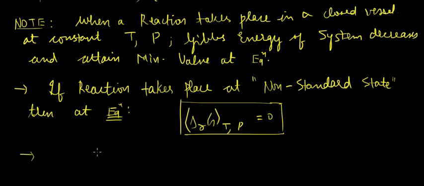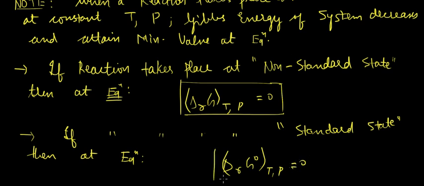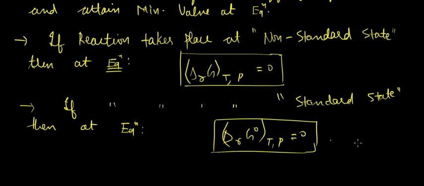Okay, and if the reaction takes place at standard states, then at equilibrium we can say that delta rG naught at temperature and pressure would be equal to 0. Okay, so at constant temperature and pressure, chemical reactions are spontaneous in the direction of decreasing Gibbs energy.